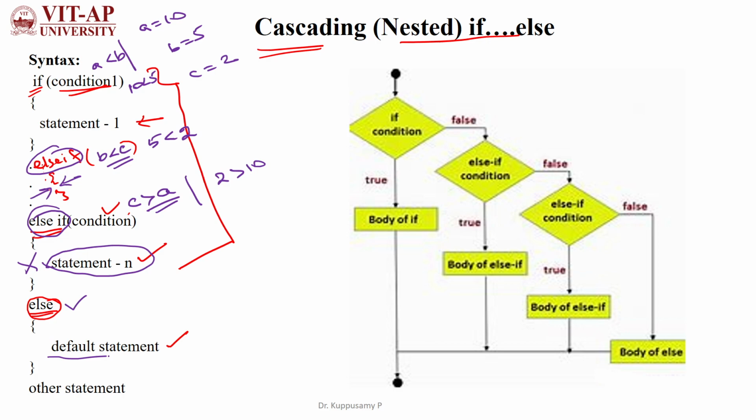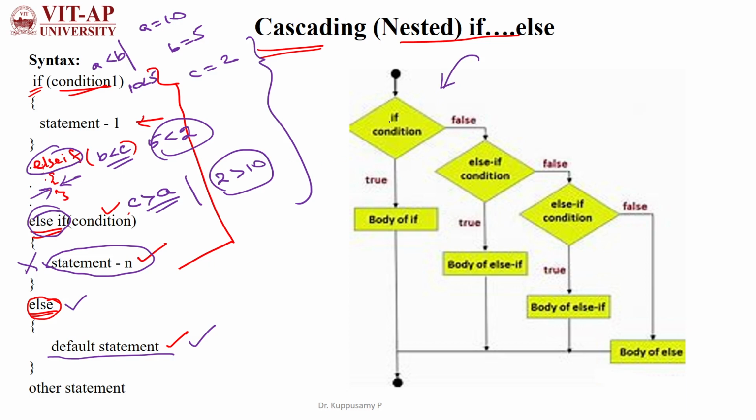Whatever statements we have here will execute at the end based upon these conditions. So if all the if blocks are false, then only this else block will execute. Otherwise, if any one of the statements becomes true in the if conditions, then the true block will execute. Based upon this, we can draw the flow chart.